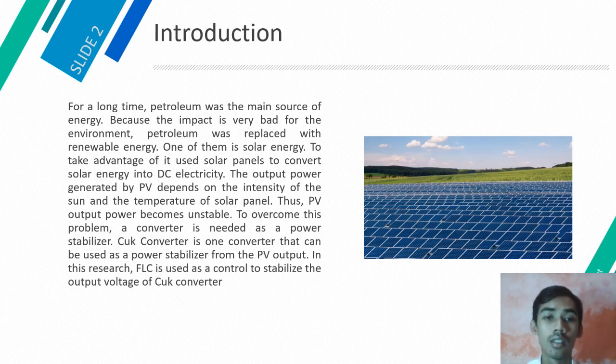To overcome this problem, a converter is needed as a power stabilizer. Cuk converter is one converter that can be used as a power stabilizer for the PV output. In this research, FLC or fuzzy logic controller is used as a control to stabilize the output voltage of the Cuk converter. Now, let's move to the next slide.